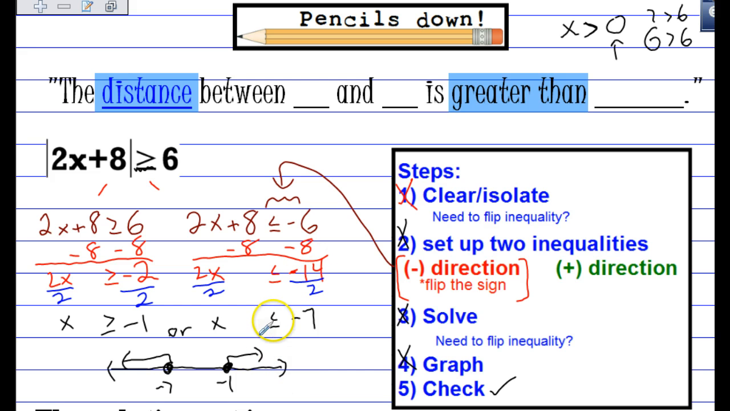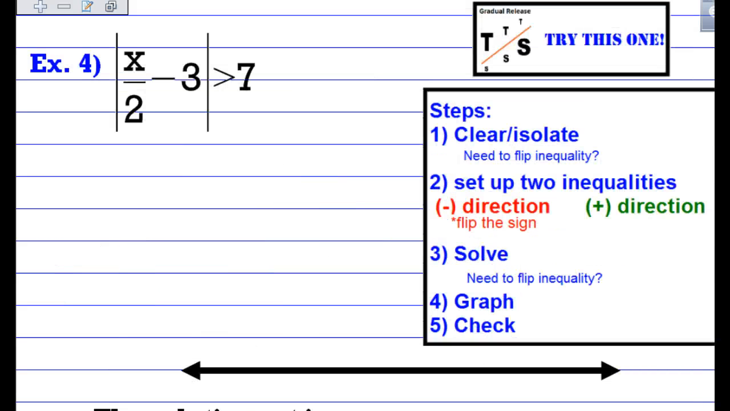You have to be careful if it's an equal to or if it's just a less than or a greater than. Let's see here. Let's just do one more. You guys try this quietly on your own. Make sure you can do it by yourself.